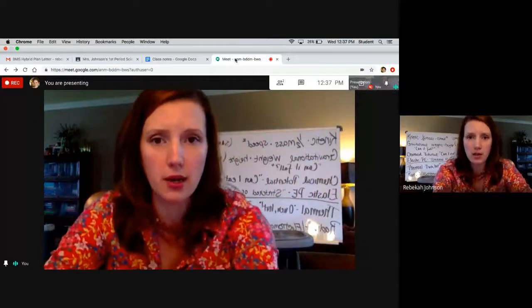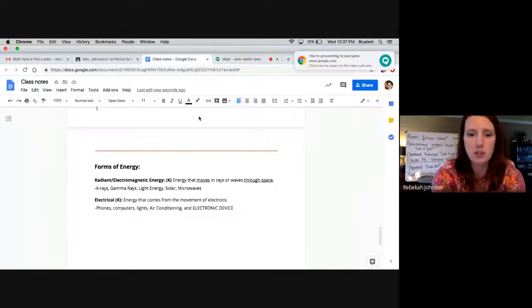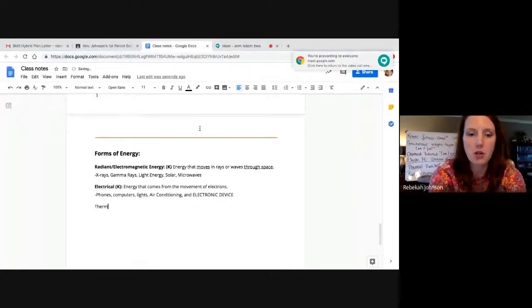The third one that we want to go over, which is pretty straightforward, is thermal energy. Oh no, I forgot to put it in bold.